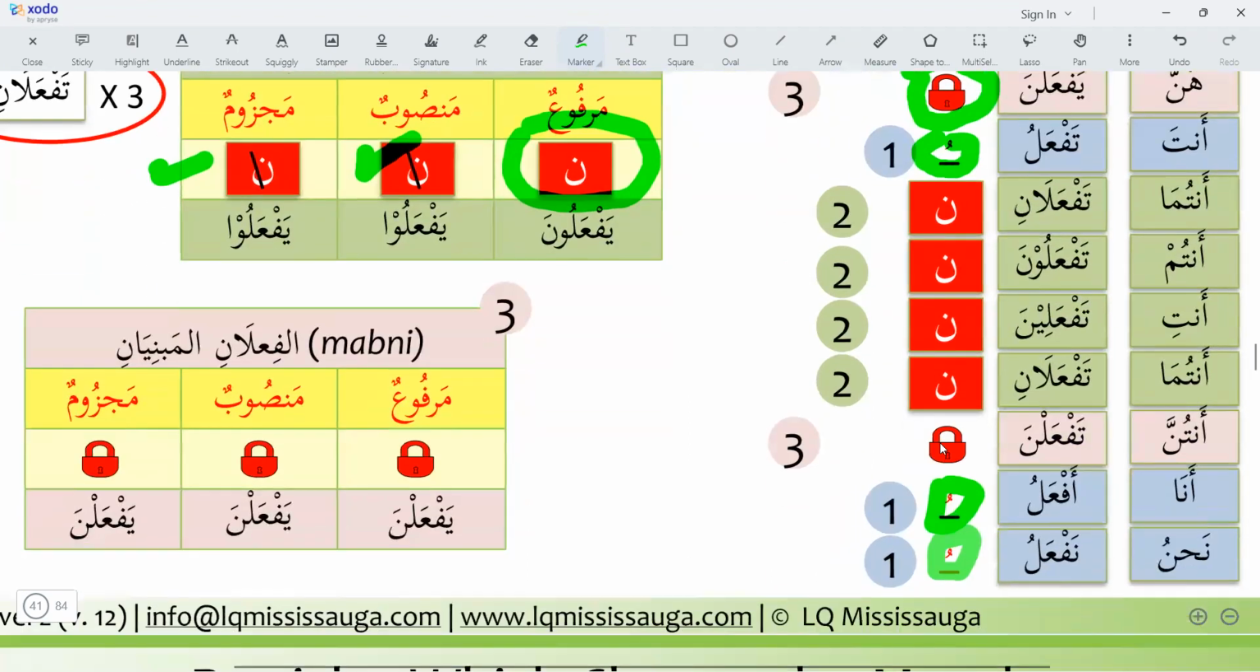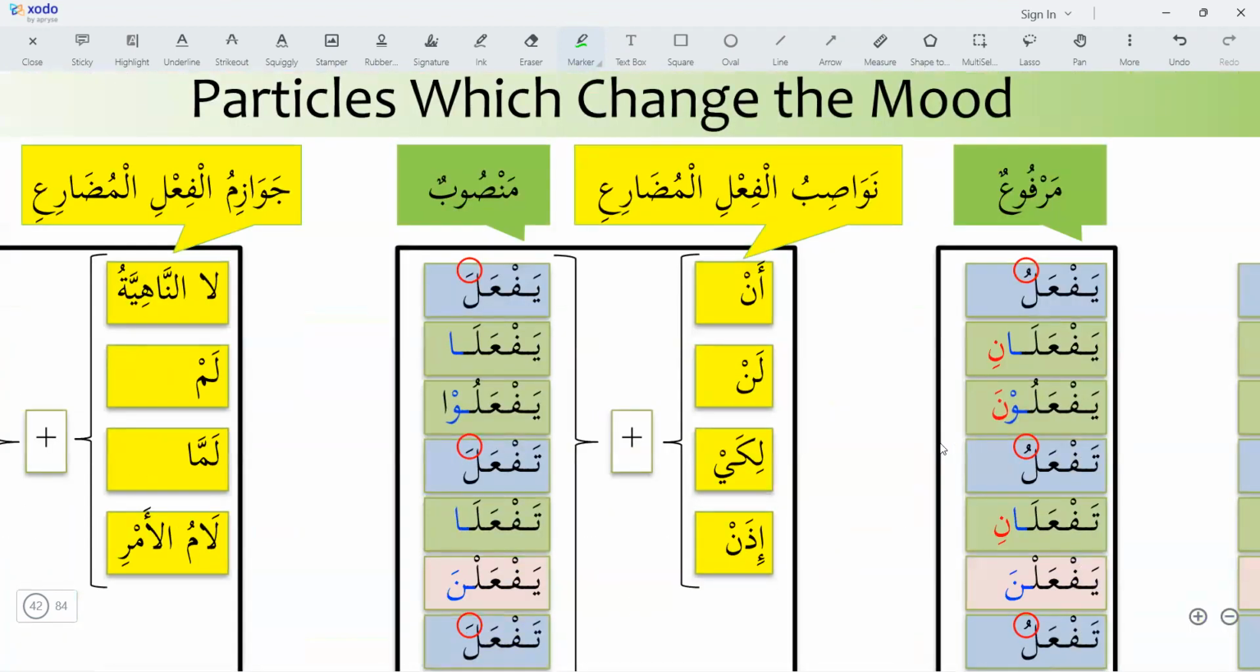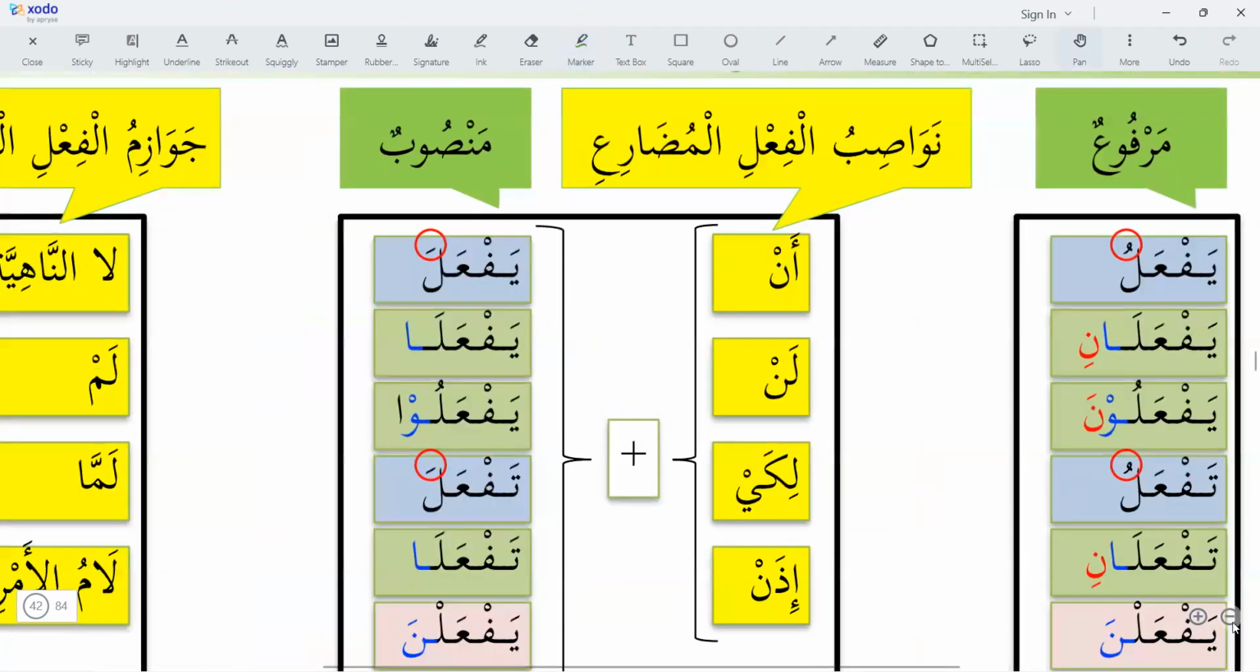So this one is clear. Then we move to the next. These are the particles which change the moods. These are the particles. They change the mood of the fi'l mudare.